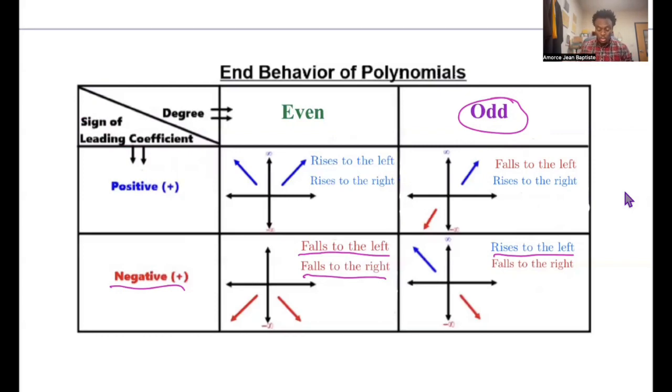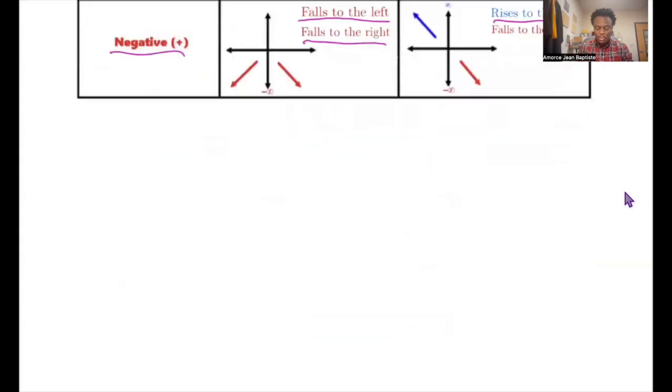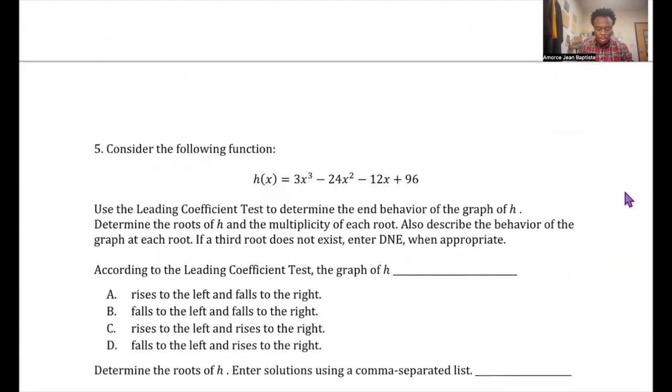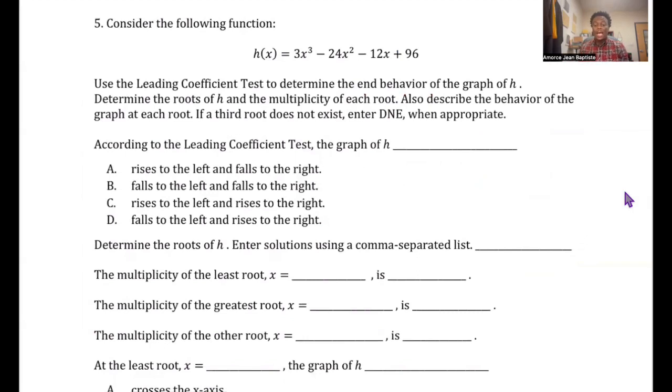Now, with this information, we can go to this example again to first identify the leading coefficient and see whether the degree is even or odd. The degree here, 3, is odd. And the coefficient, positive 3, is positive. We have a positive coefficient and an odd degree.